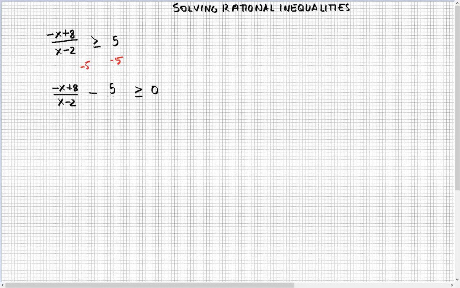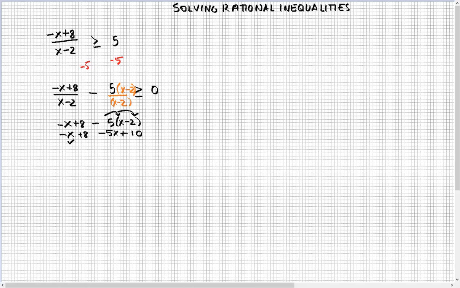So I need to give this 5 a common denominator. So I need to multiply this 5 by x minus 2 over x minus 2. Now they have a common denominator, so I can combine them in the numerator. So it's going to become minus x plus 8 minus 5 times x minus 2. And before I put this over the fraction, let me go ahead and clean up my numerator. So this is minus x plus 8 minus 5x plus 10, because it's negative 5 times negative 2.